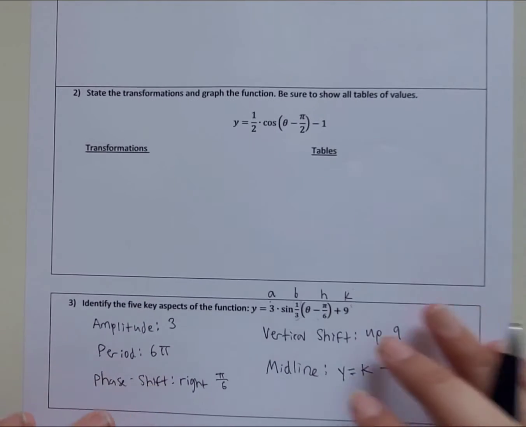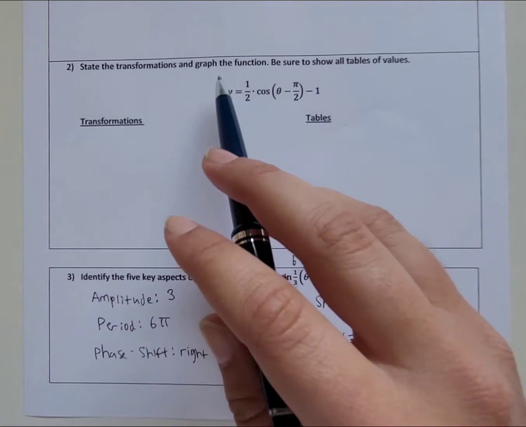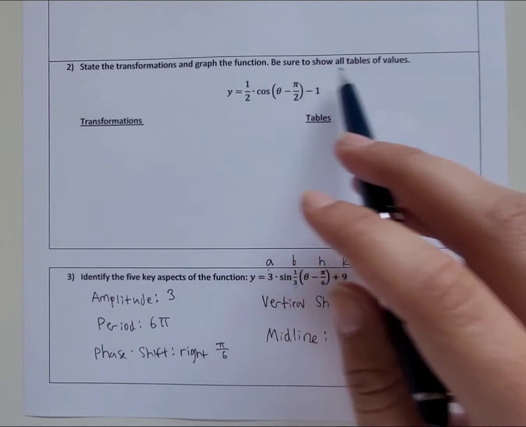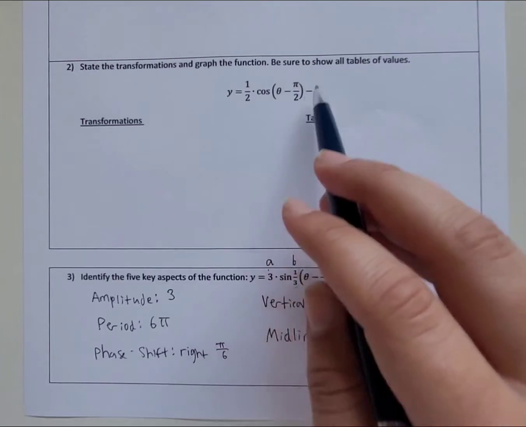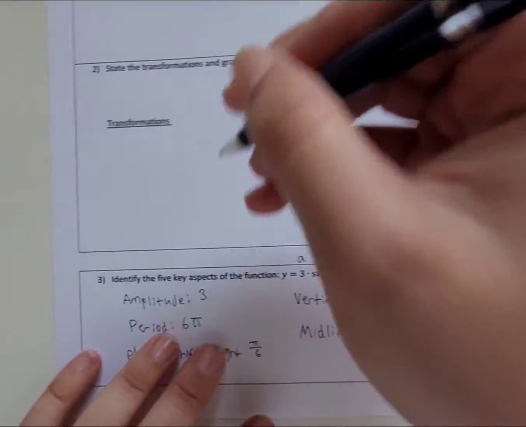All right, this is number 2 on your QR code review. It says state the transformations and graph the function. Be sure to show all tables of values. So it gives us our function. First we want to list the transformations.